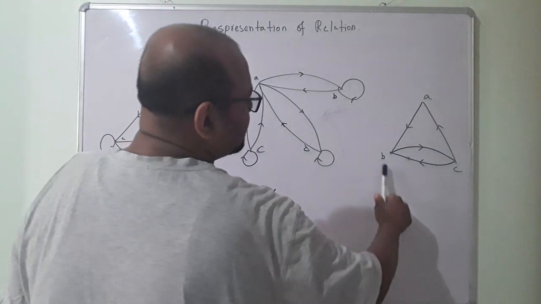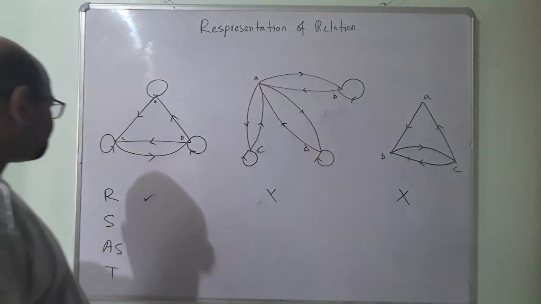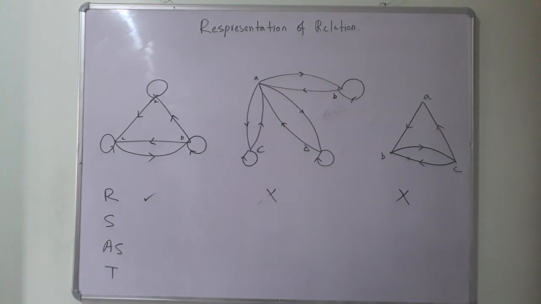What about this? None of them, AA, BB, CC, none of them are here. So this is not reflexive. What about symmetric?